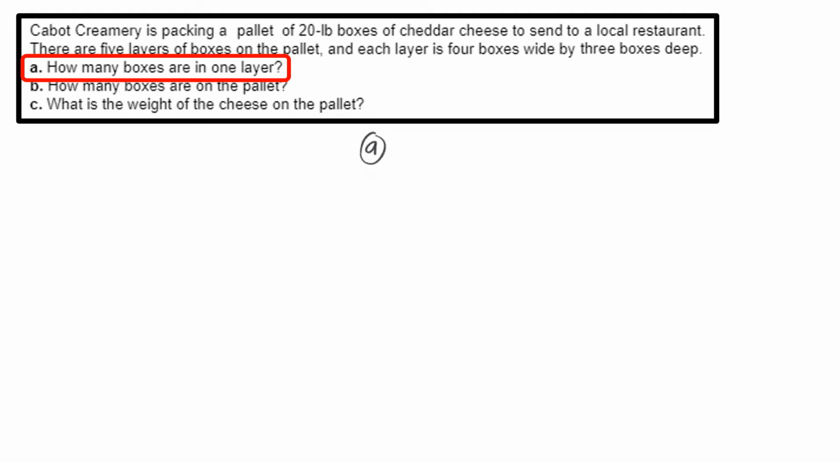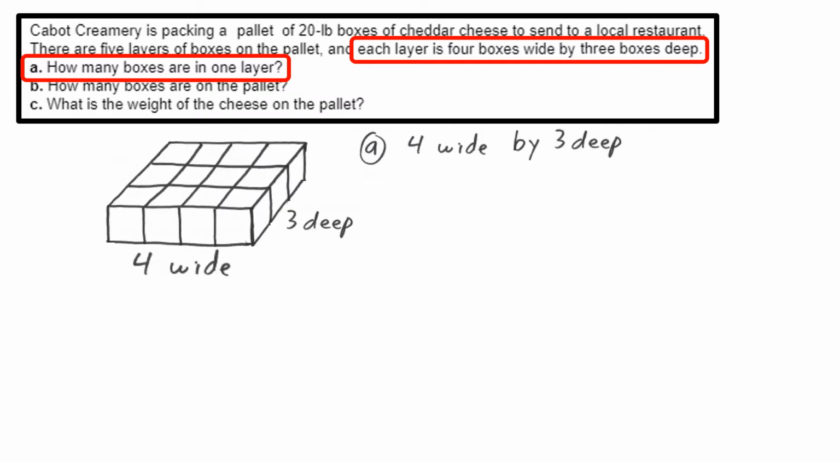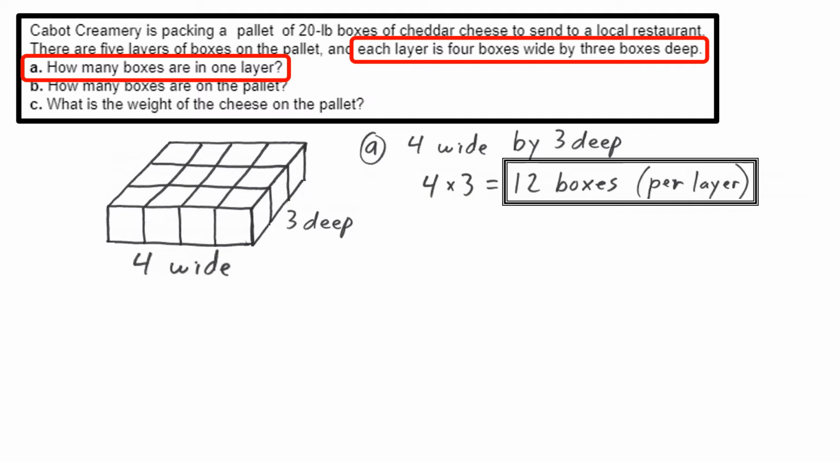For part A, it wants to know how many boxes are in one layer. The question tells us that each layer is 4 boxes wide by 3 boxes deep. If you look at this sketch, you'll see there's 4 boxes in the close row, 4 boxes in the middle row, and 4 boxes in the furthest row. The quickest way to count those up would be 4 times 3. 4 times 3 is 12. So there are 12 boxes per layer. And that's the answer for part A.